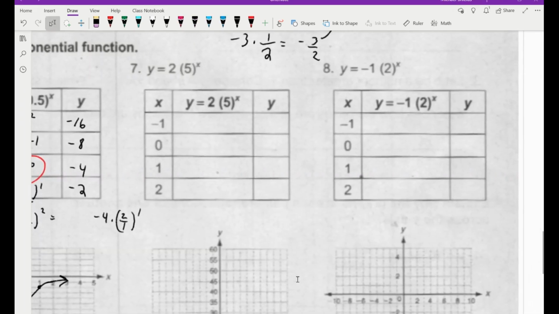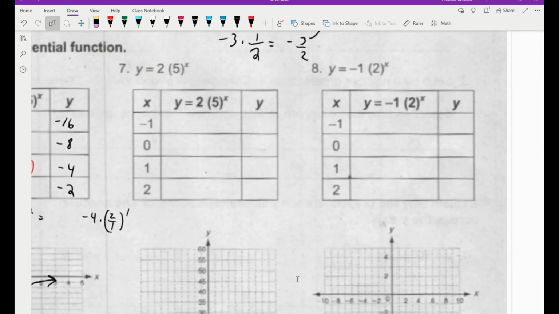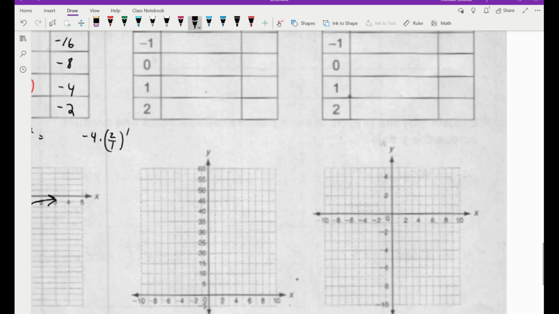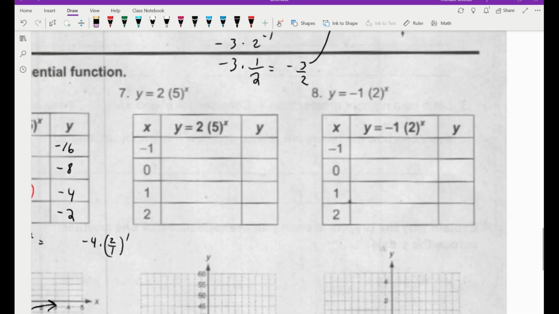Here, now let's look at number 7. Y equals 2 times 5 raised to the x. Now in this problem, the a value of 2 is positive, and the b value of 5 is greater than 1. So this graph should be a growth equation. It should look something like this when we're done with it. That would be a growth equation. Let's see if we're correct.